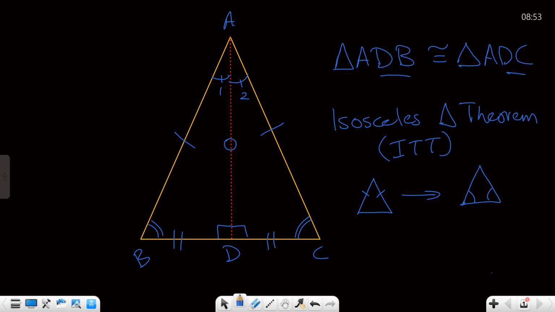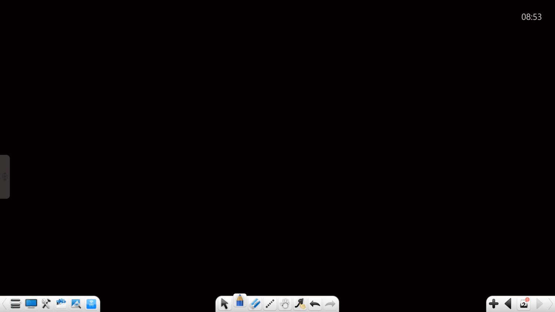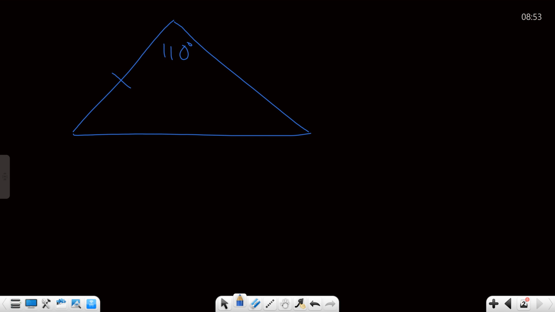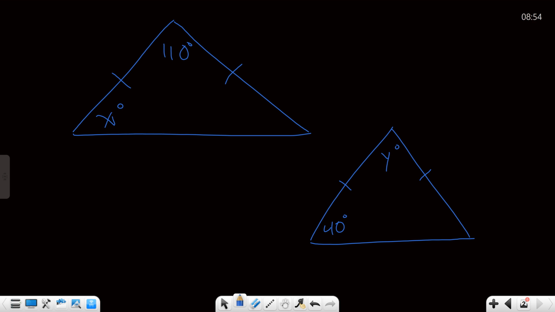So for instance, how big is X? And in fact, I'll give you two problems at the same time. You and your partner figure out how big X and Y are.